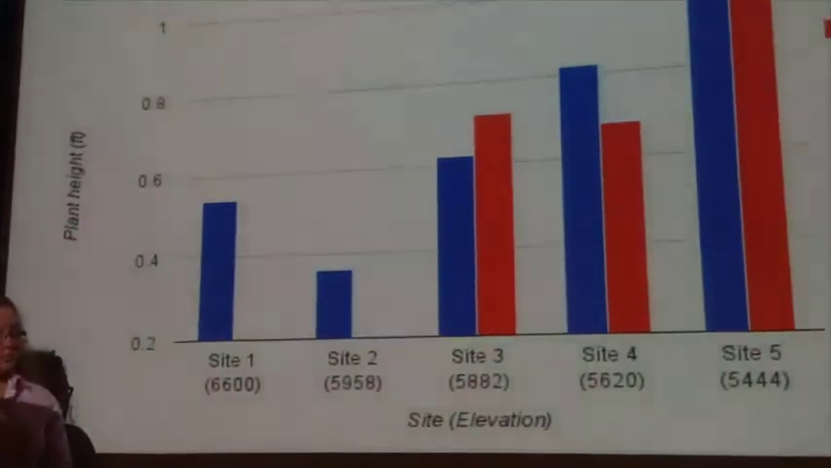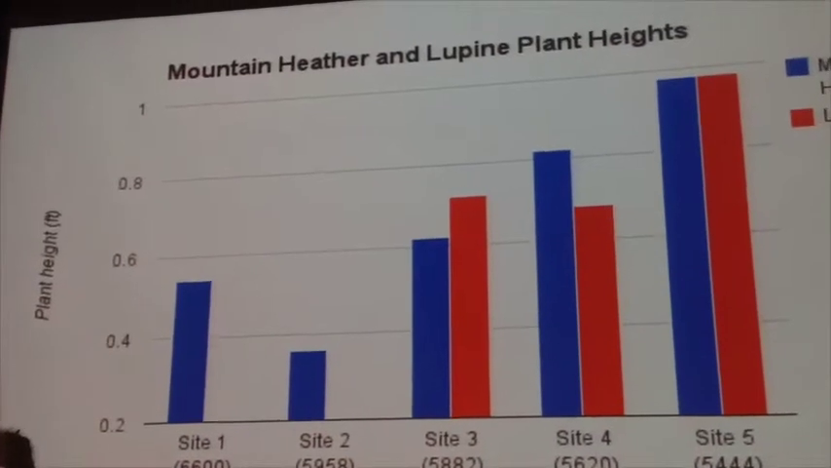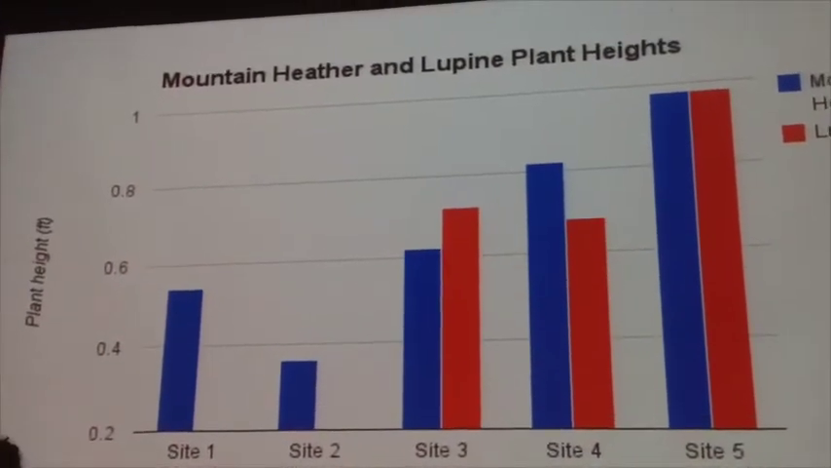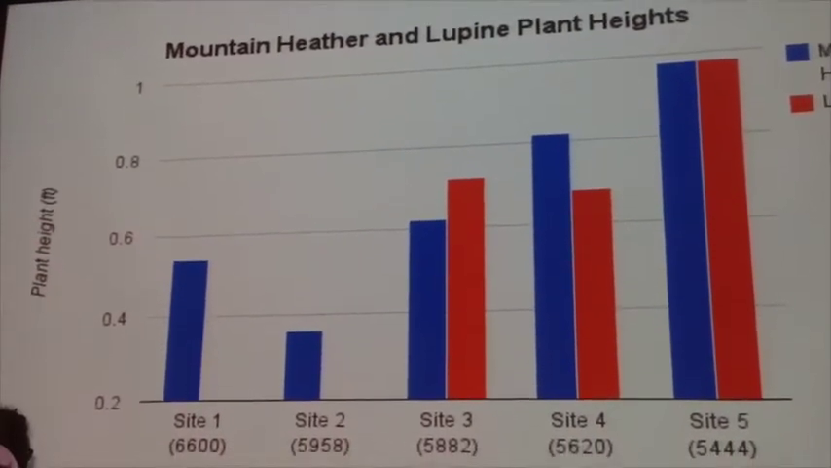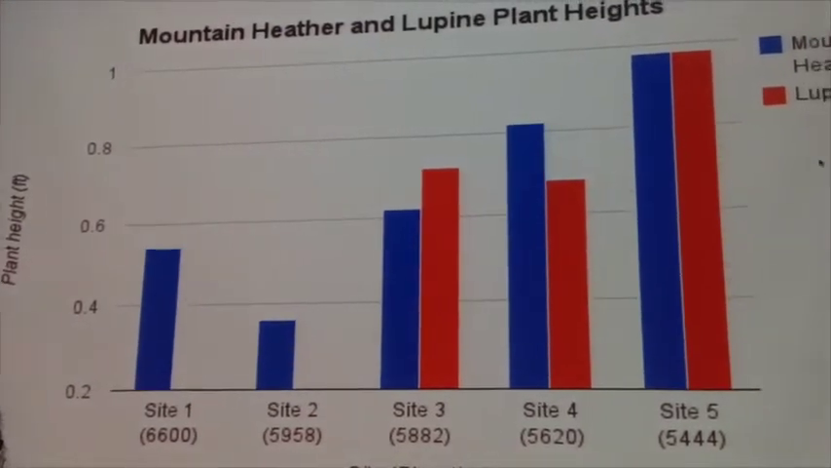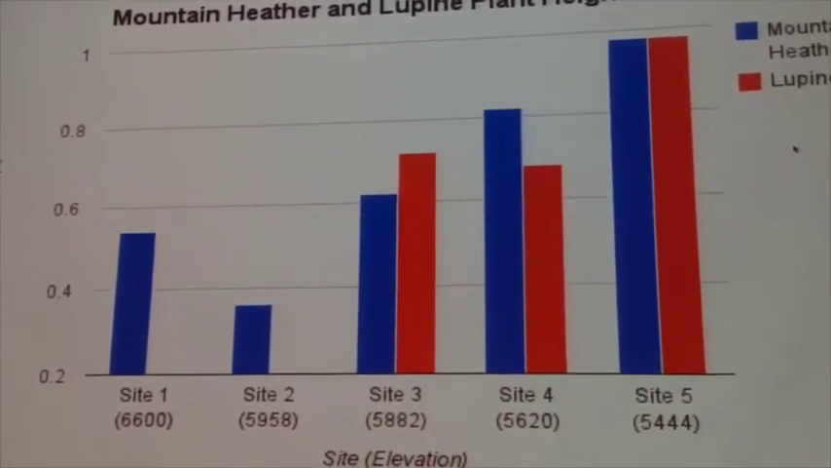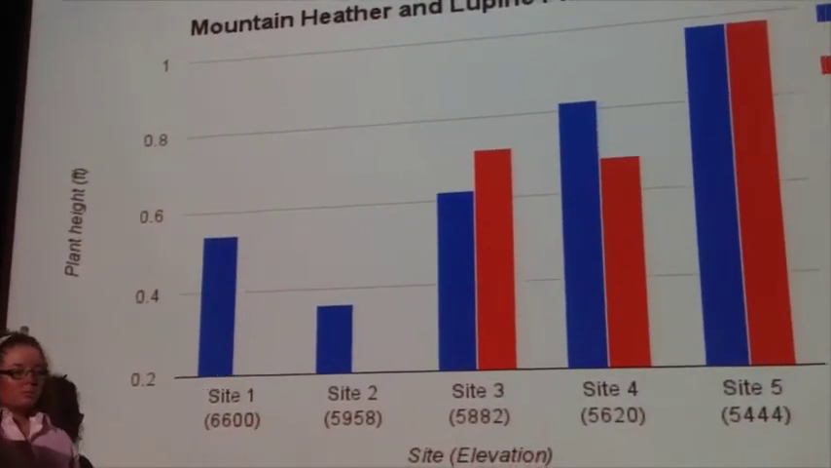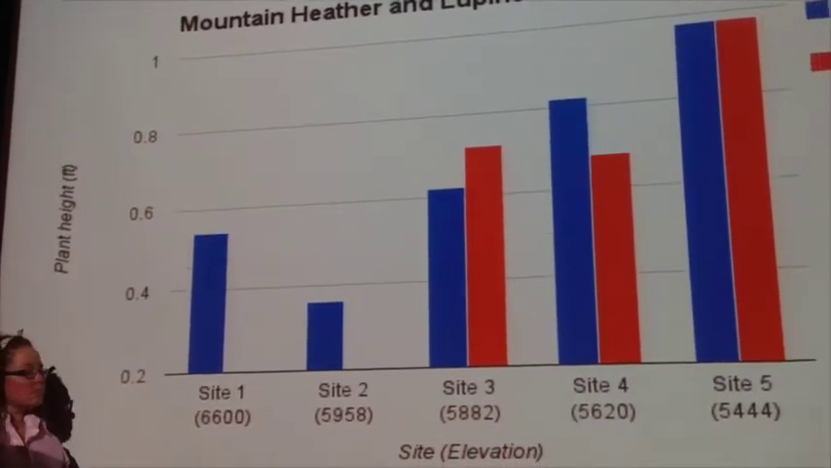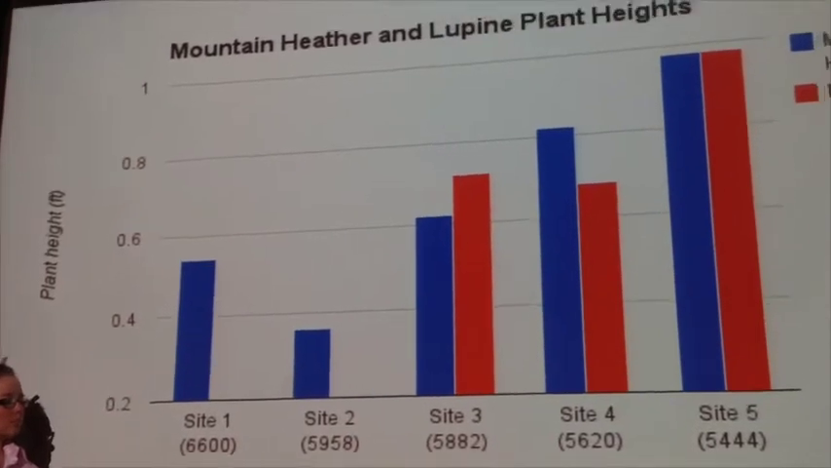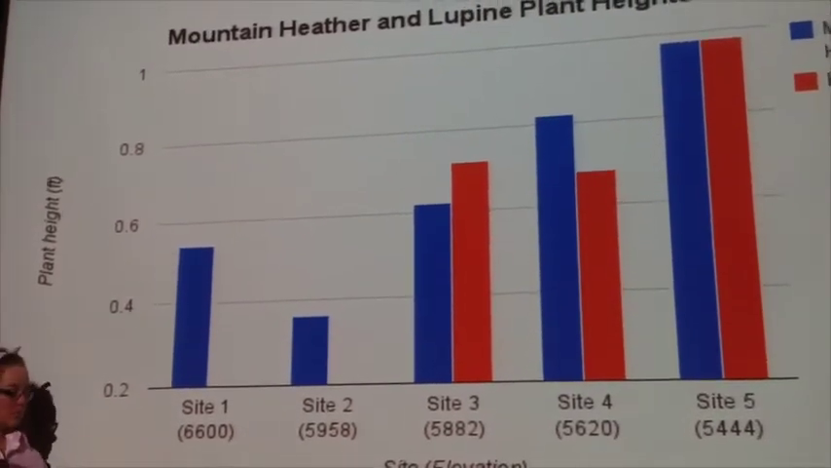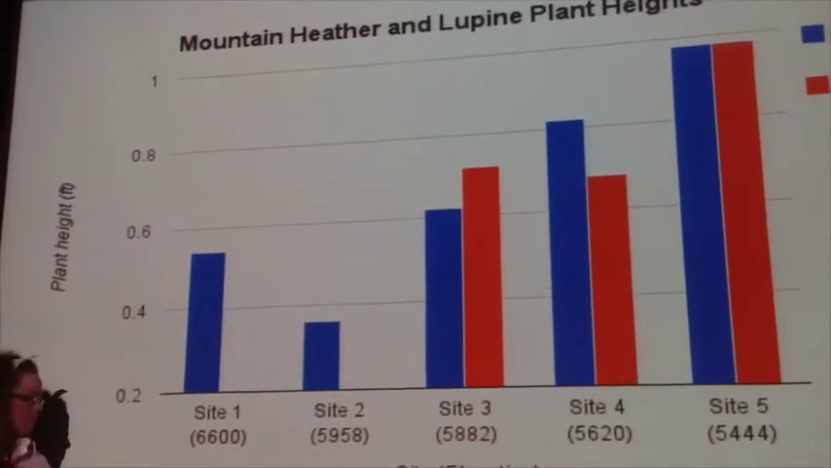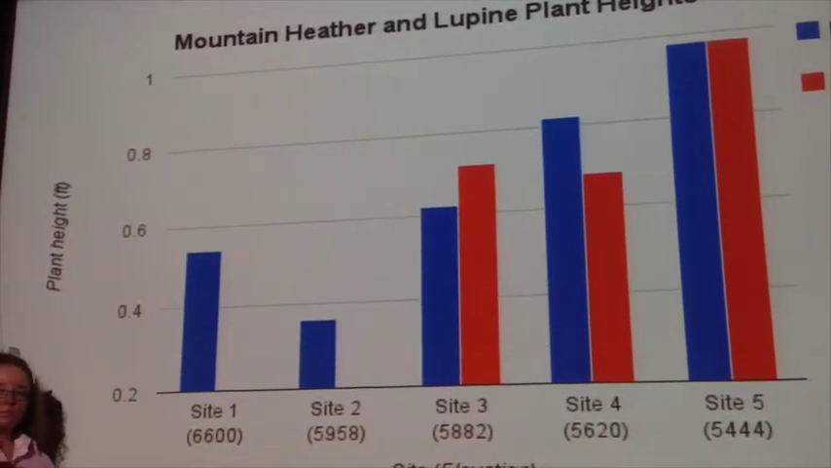So the first graph that I'm going to show you is the mountain heather and the lupine plant heights. We took a recording every time we went somewhere of how tall it got. And as you can see, and as our team noticed, it had a trend in both plants. We decided not to really use the saxifrage because it didn't really survive as it went lower, so we focused on just the lupine. And as you can see, it has a trend going upwards.